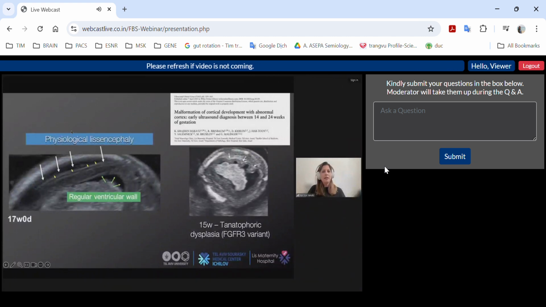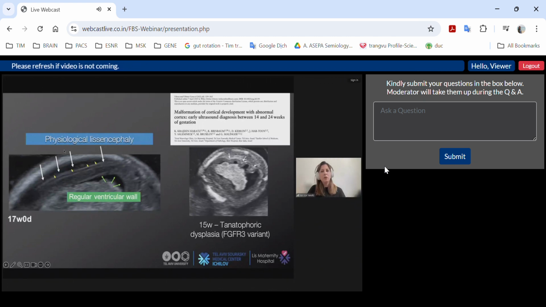Remember that in the parasagittal view of the brain, the surface of the cortex needs to be completely smooth up to 25 weeks, apart from the sylvian fissure, the calcarine, and the parieto-occipital. We call it physiological lissencephaly. This is 17 weeks.